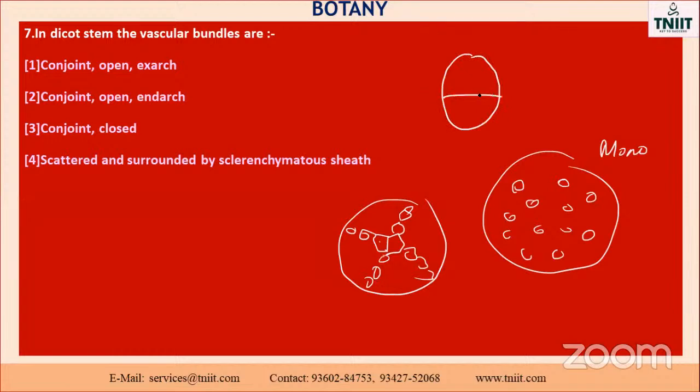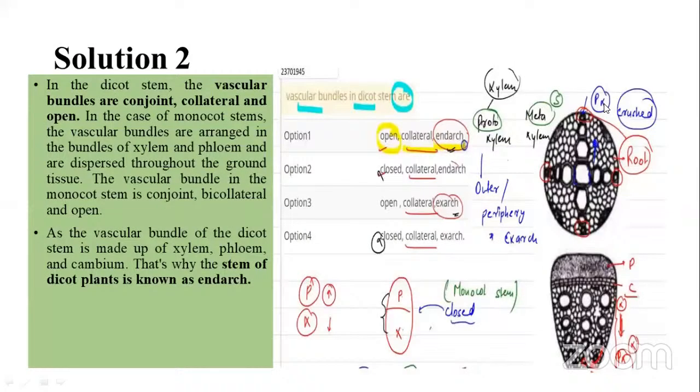Okay, this is considered here. This is cambium. This one is called xylem. This one is called phloem. Isn't it? When the cambium is present, that is called as, what is that? Cambium is present means what is that? Closed or open?